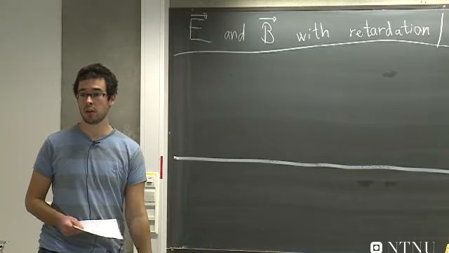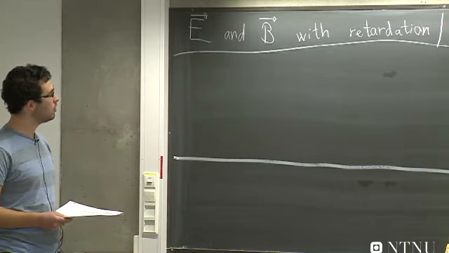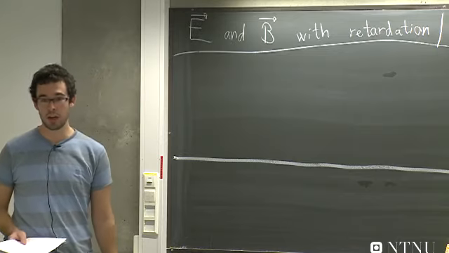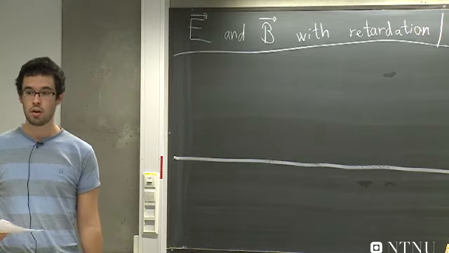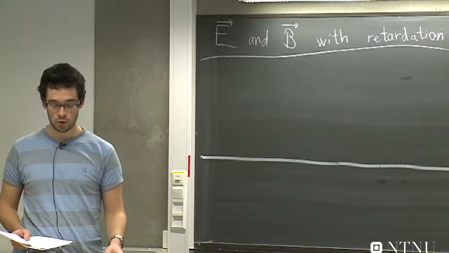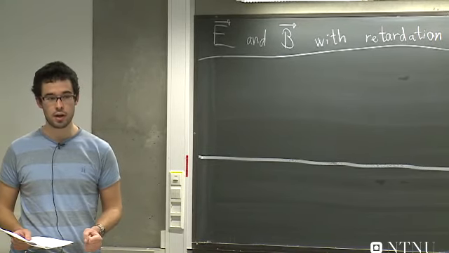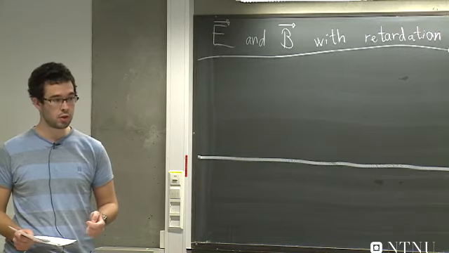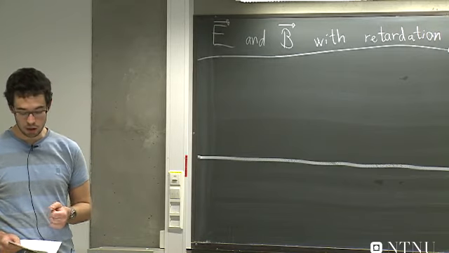Good morning. Today we're going to first of all discuss what happens with the electric and the magnetic field when we introduce retardation effects. Then afterwards we're going to see if we can figure out the fields and the potentials from a moving point charge, the so-called Liénard-Wiechert potentials.